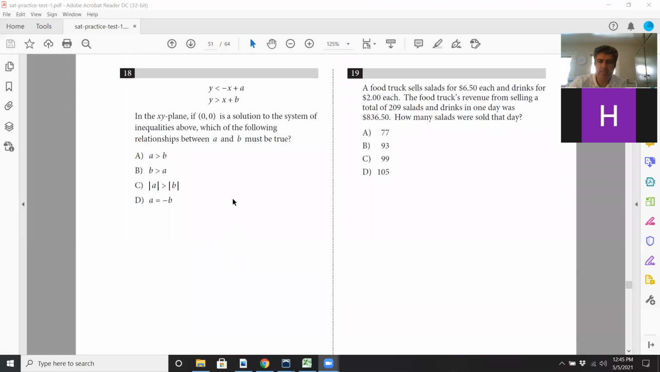Let's take a look at 19. So 19 involves a system of equations again. A food truck sells two types of items, salads and drinks. The food truck revenue from selling a total of 209 salads and drinks in one day was that much money. How many salads are sold that day? So you want to set up a system of equations. We can use S for salads and D for drinks. So the number of salads plus the number of drinks is 209. And for the monetary value, 6.5S plus 2D equals 836.5.